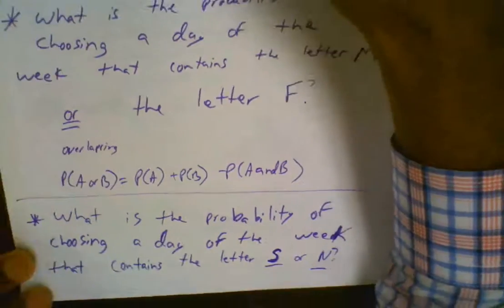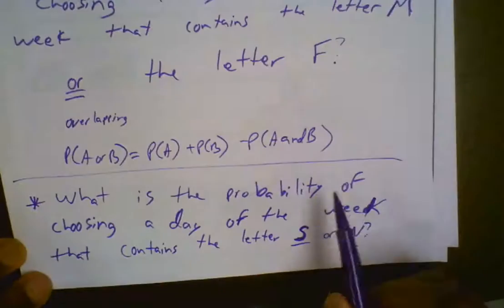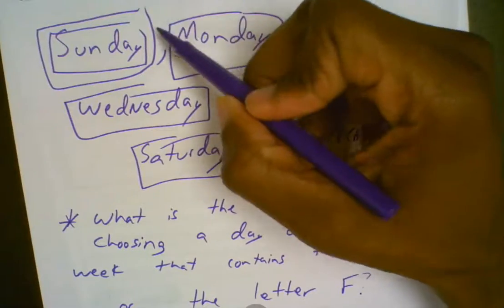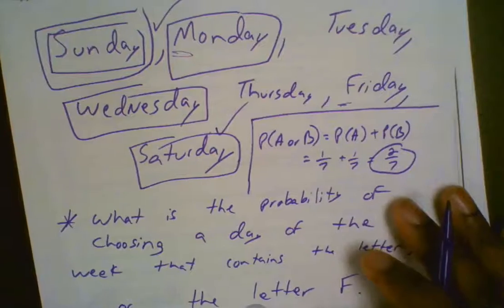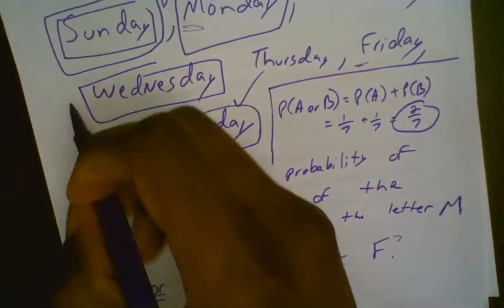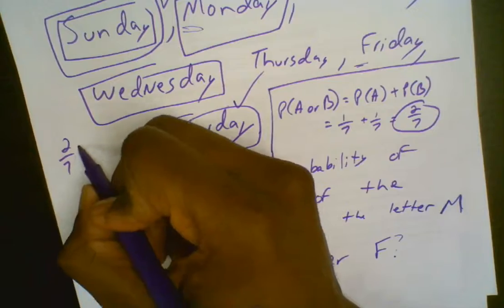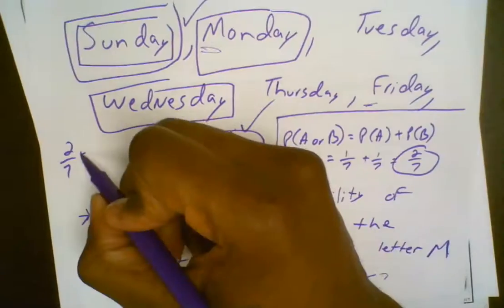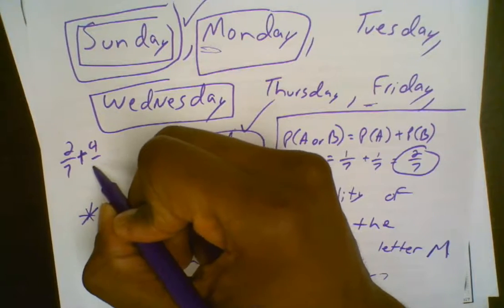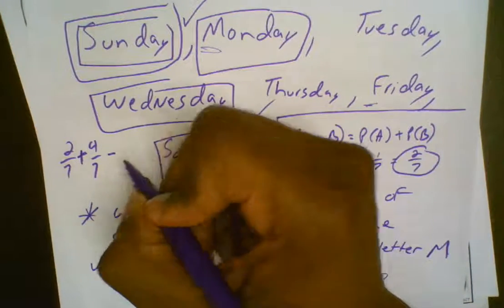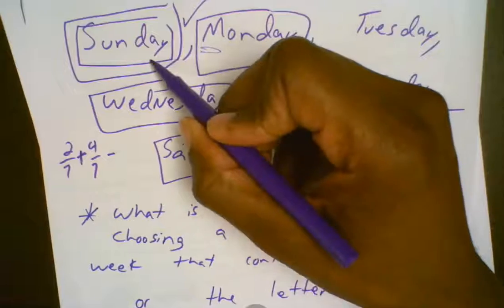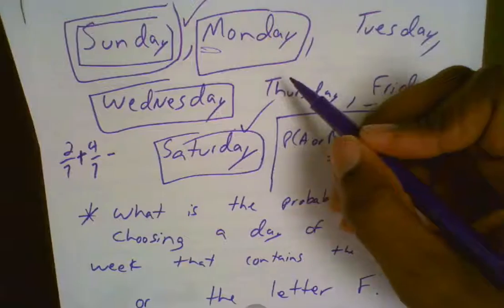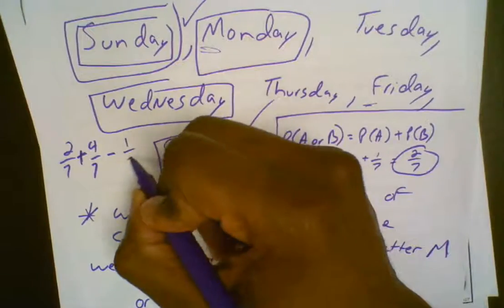So we did this problem. It says, what's the probability of choosing a day of the week that has a letter S in it or a letter N in it? With the letter S, there were 2 of them, that's 2 out of 7. To find one with the letter N in it, we had 1, 2, 3, 4, so a 4 out of 7 chance. But we have to subtract out the one that has both. This is the one that overlaps, that exists in both sets. So take away 1 out of 7.